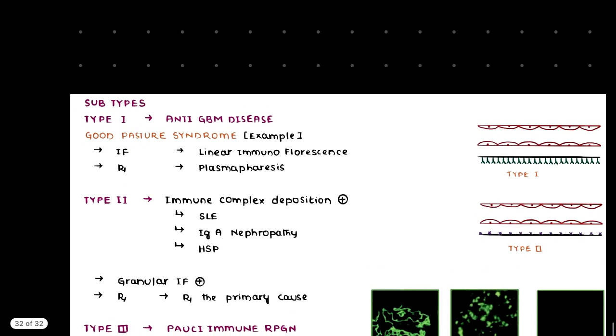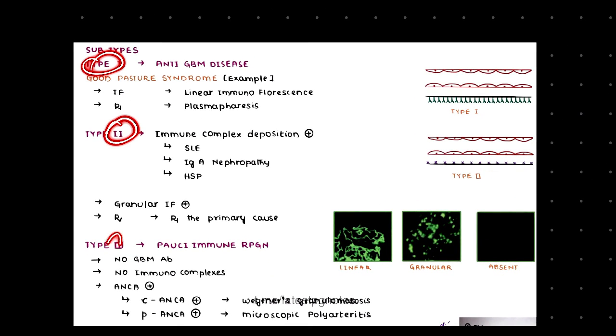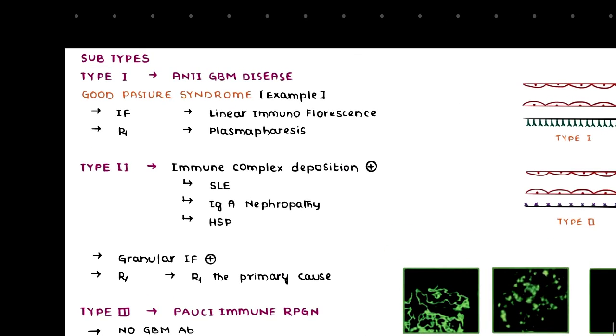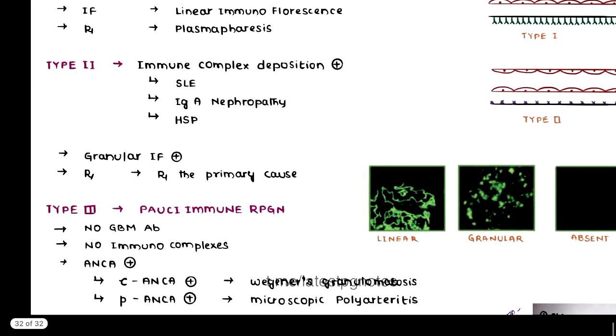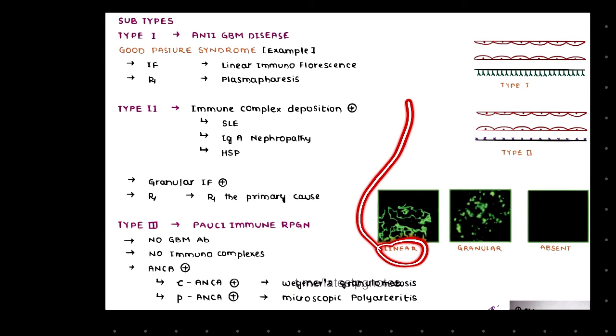Now for each of type 1, type 2 and type 3, what we'll do is look at the immunofluorescence finding and the way of treatment. We'll just focus on that. Talking about the immunofluorescence finding of type 1, it is linear immunofluorescence. These will be linearly arranged. This linear immunofluorescence finding will be found in the case of type 1 anti-GBM disease.